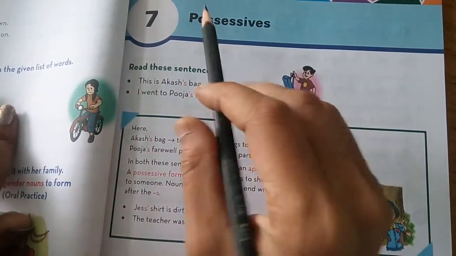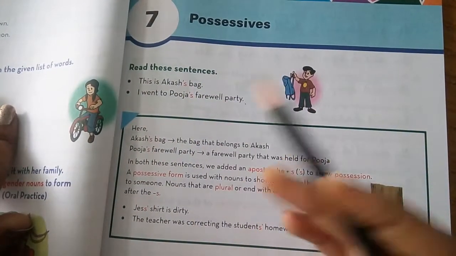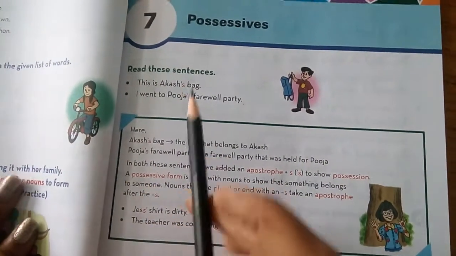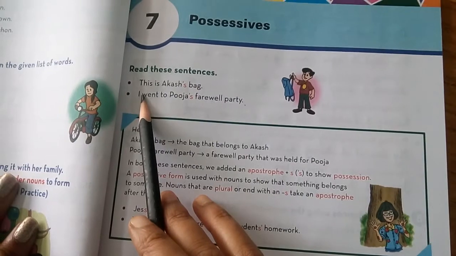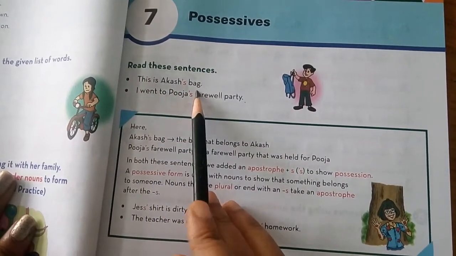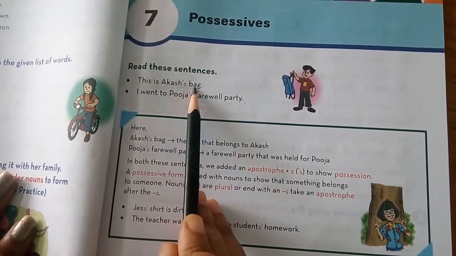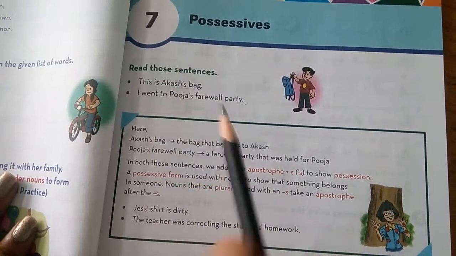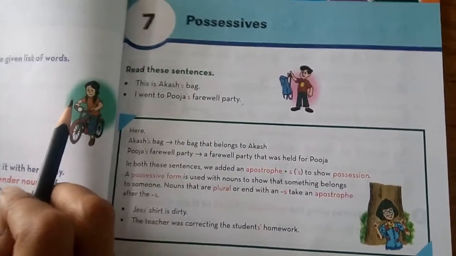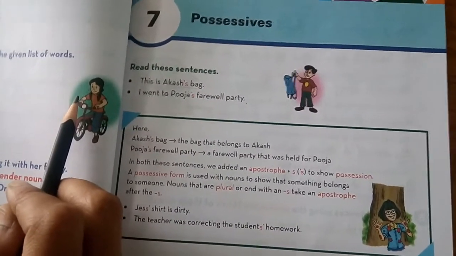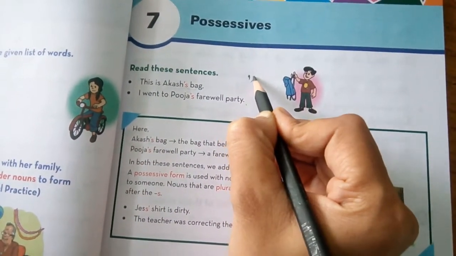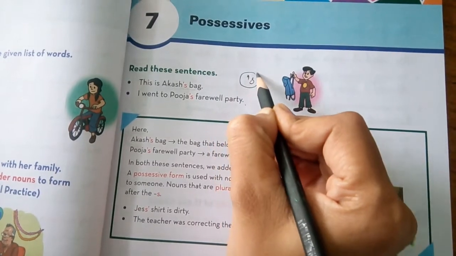किसी चीज़ को किसी का होना बताना possession कहलाता है. Okay. For example, this one sentence is here. This is Akash's bag. ये आकाश का बैग है. So Akash's bag. Whose bag is this? Akash. So this is the possession. Okay, students. And one more thing is there that whenever we are showing possession, we are always using apostrophe with the s.